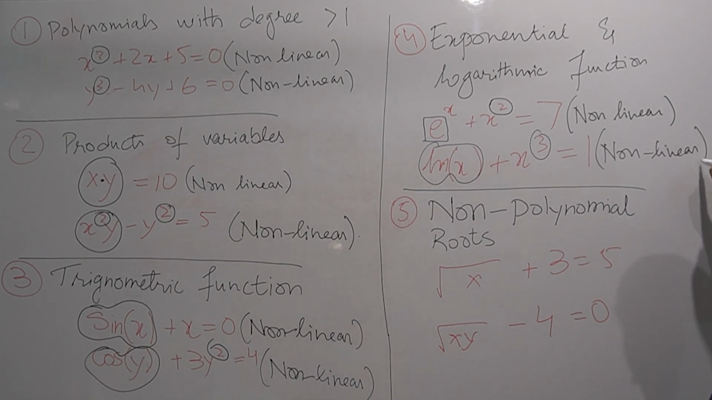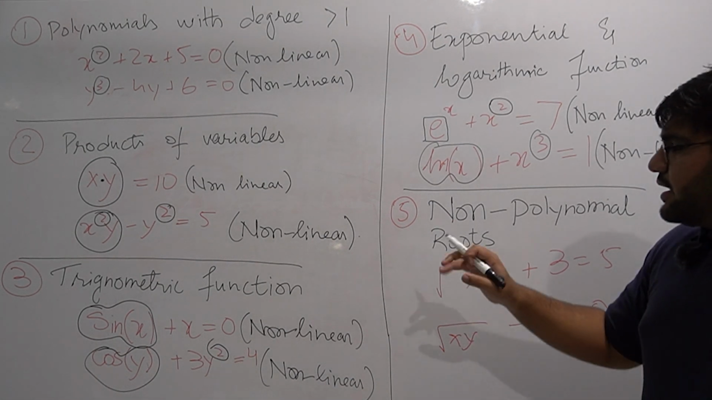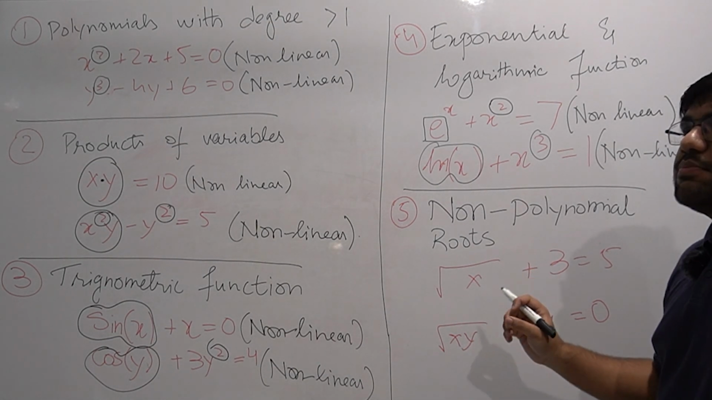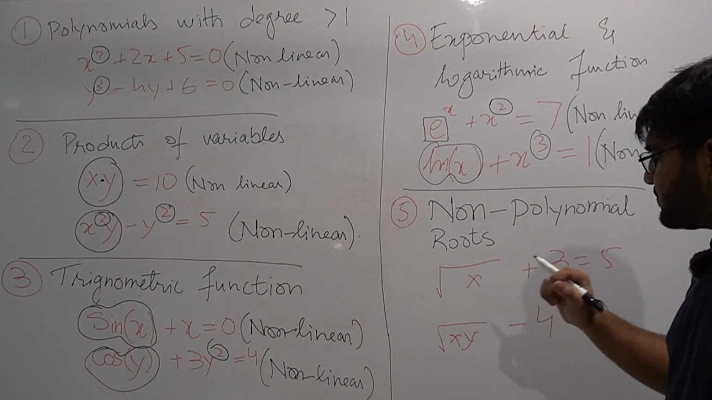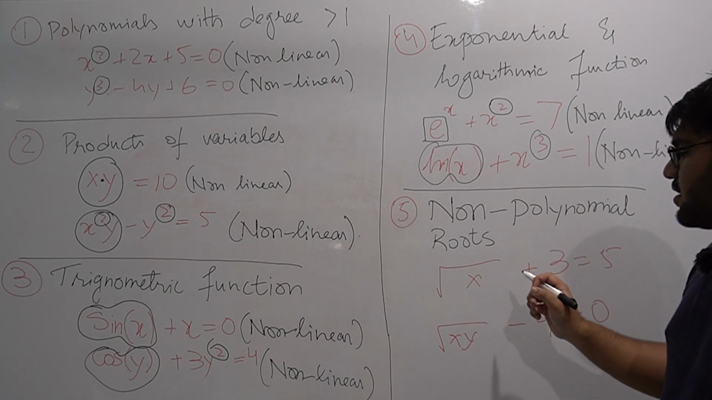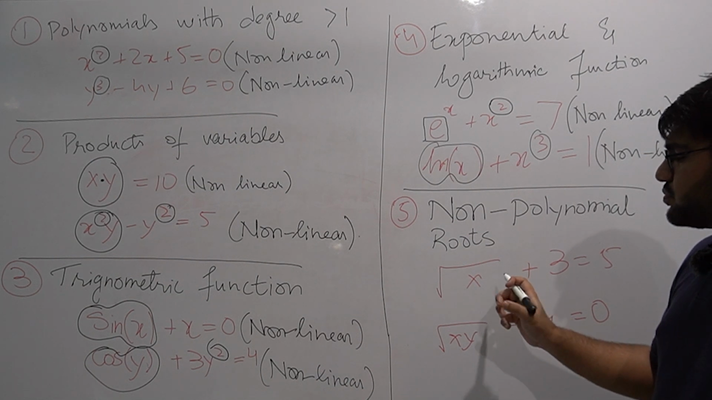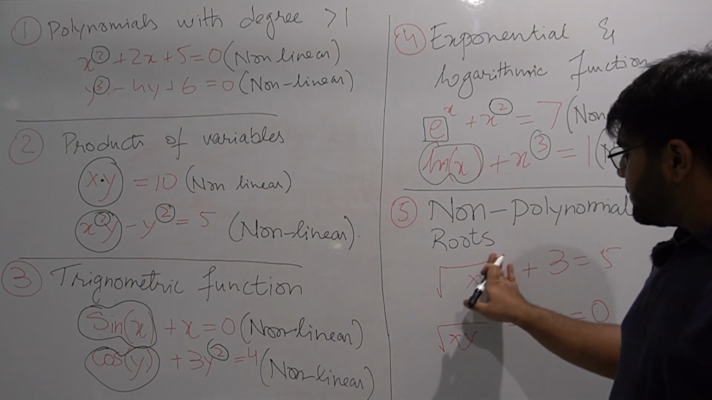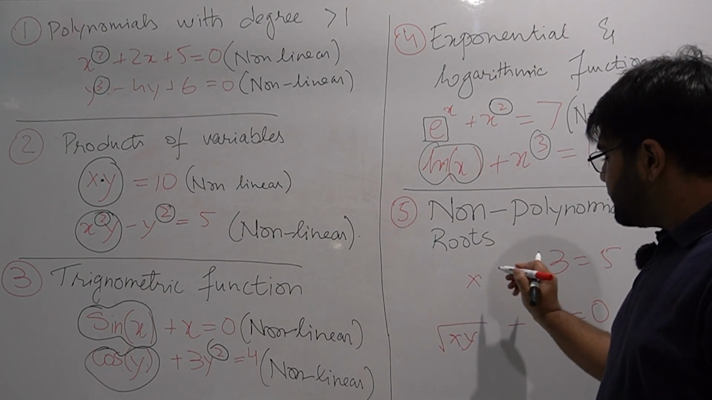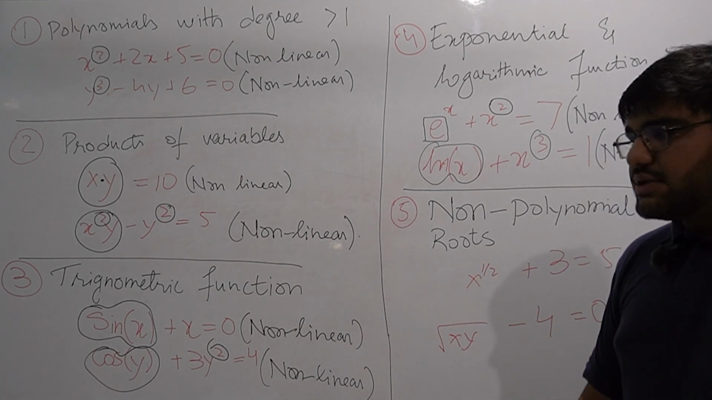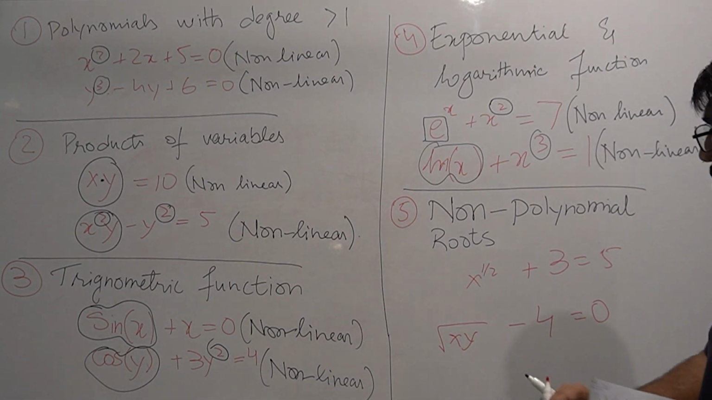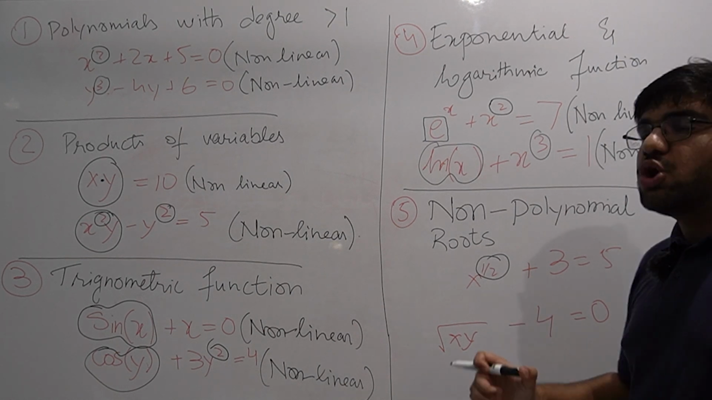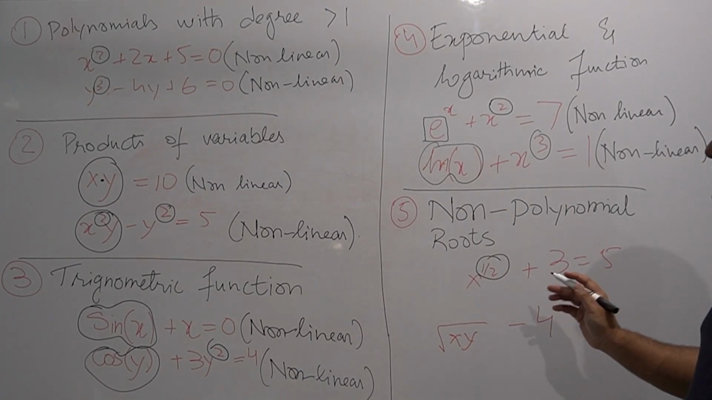Coming to the last point, non-polynomial roots. What does it actually mean? If you have a variable, currently we have x here, but it's under a square root, then if I write it in a different manner, the power of x is 1 by 2, which is less than 1, which also renders it non-linear. So the power should not be greater than 1 and should not be less than 1, otherwise the equation is non-linear.